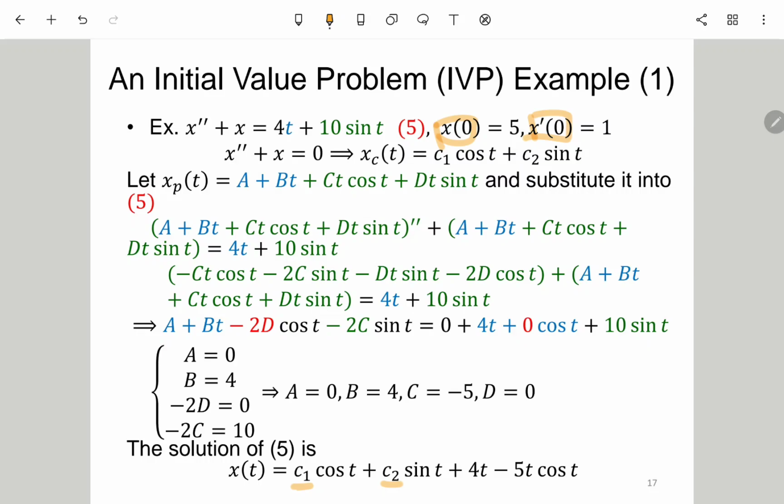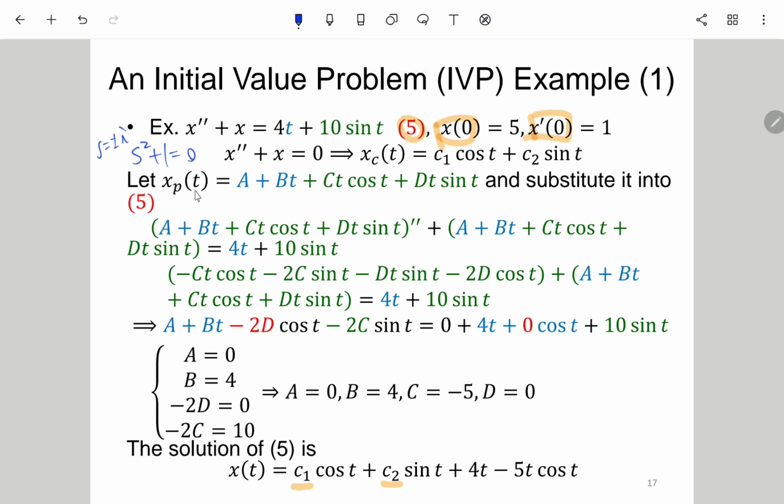Okay, so here let's take a look at this equation 5. Here we have x double prime plus x equals 4t plus 10 sine of t. First we would like to make the right hand side zero, which means we have x double prime plus x equals 0. This is nothing but s squared plus 1 equals 0. So in this case, s equals plus or minus i, or plus or minus j.